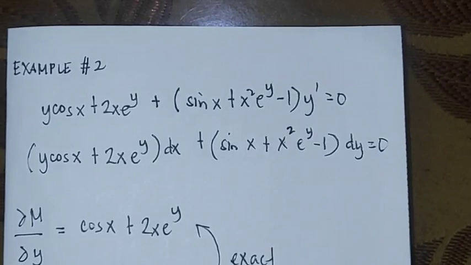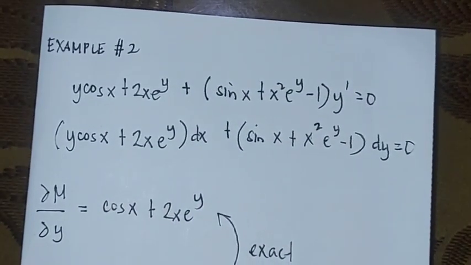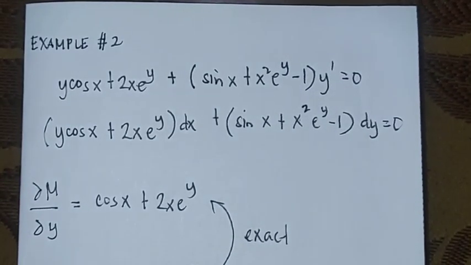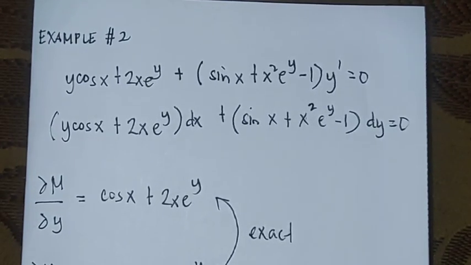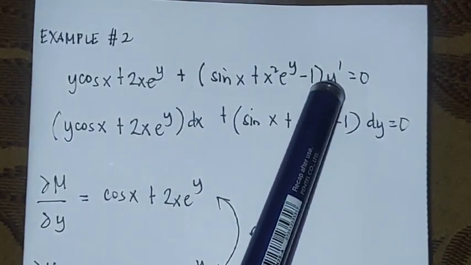Next example. Example number 2: for the exact equation, y cosine x plus 2x times e raised to y plus sine x plus x square e raised to y minus 1 times y prime is equal to 0. So, take a look, there's no dx, no dy, right? But you see the y prime. What is y prime? Isn't it dy over dx?